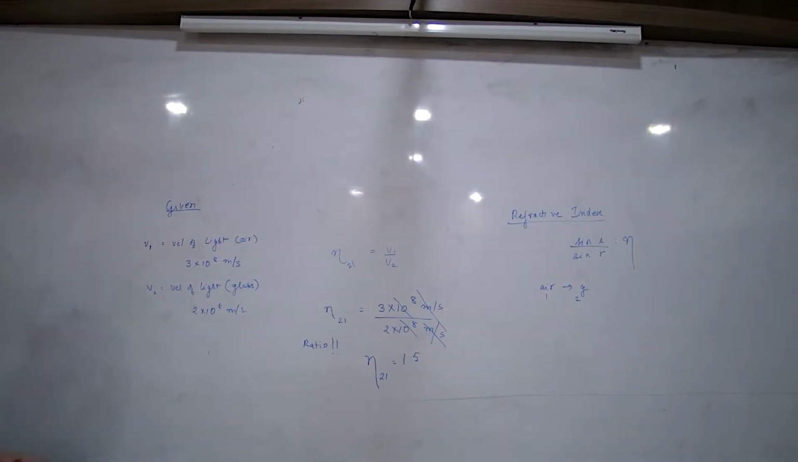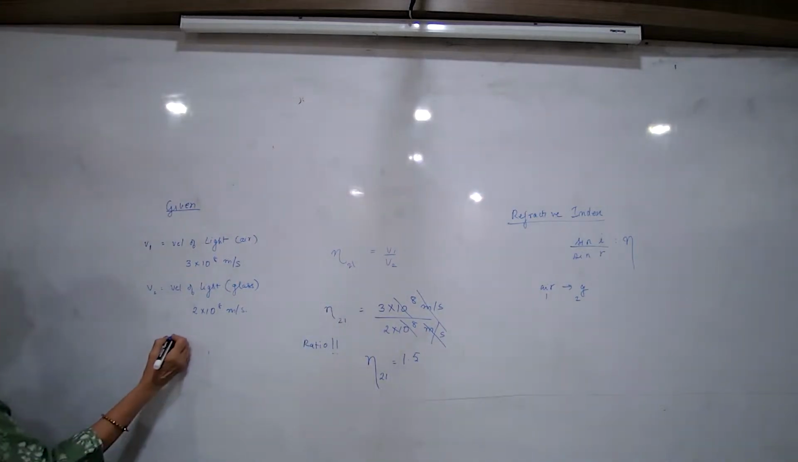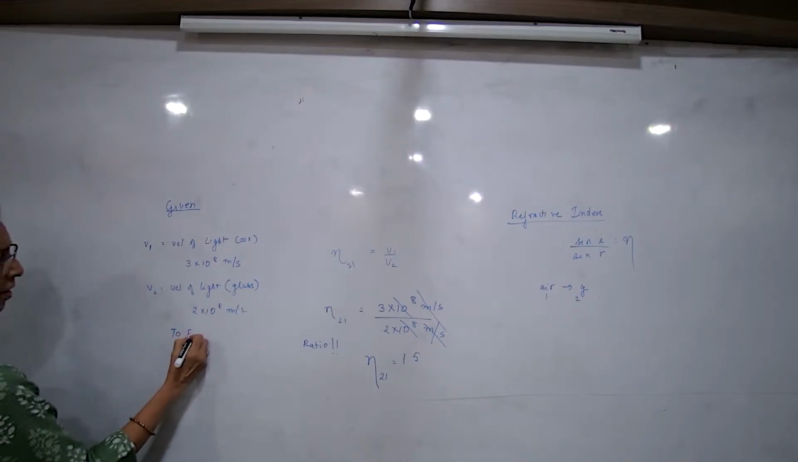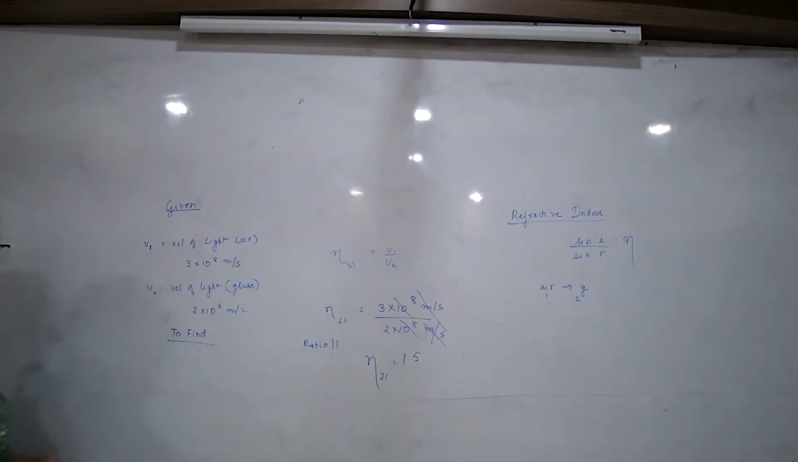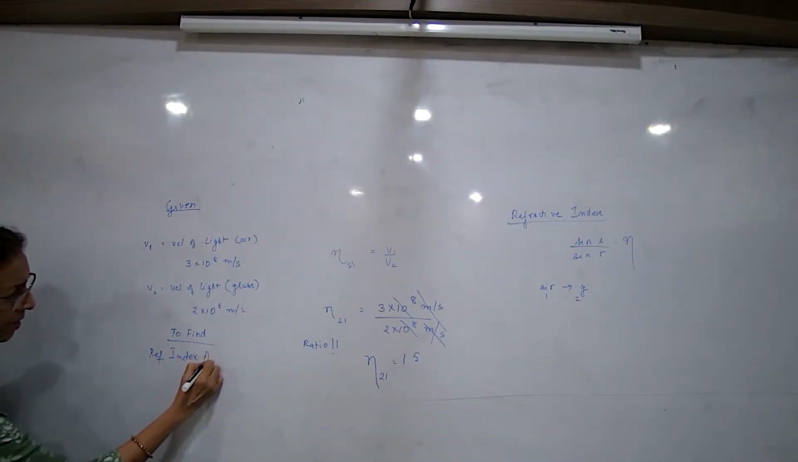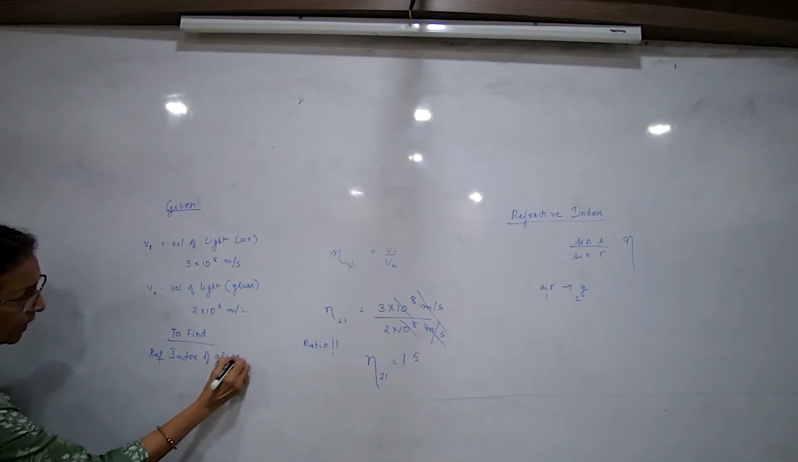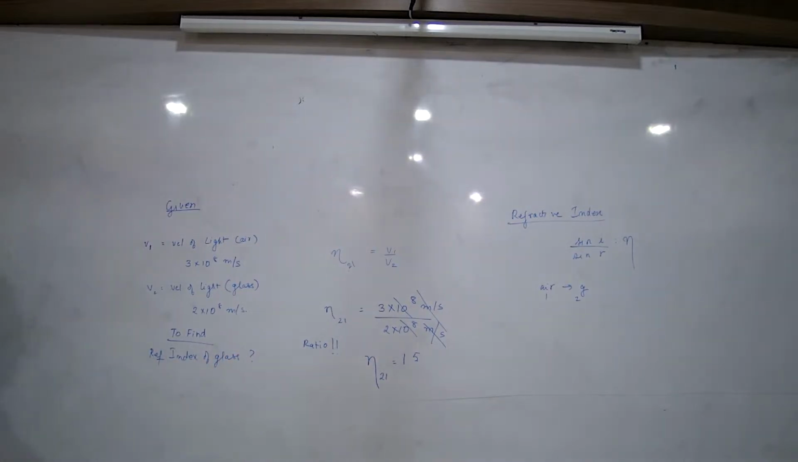Then you will write down the formula. No, you have to write required to find. What should I find? What is asked in the sum? To find the refractive index of glass. This is what I have to find out. And what is the symbol that we are using for refractive index? Mu.